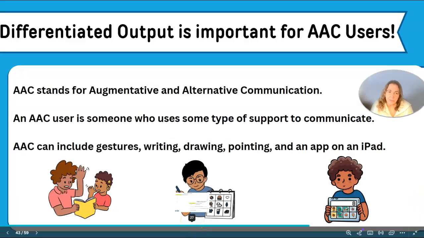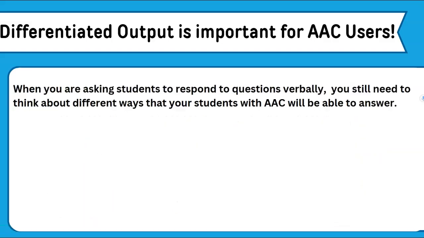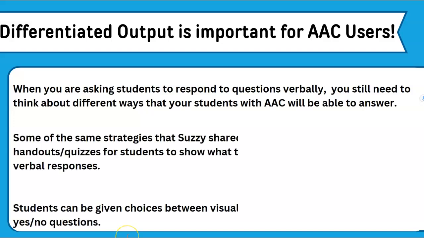So let's talk about differentiated output as it concerns AAC users. As a refresher, AAC stands for Augmentative and Alternative Communication, and an AAC user is someone who uses some type of support to communicate. An AAC can include gestures, writing, drawing, pointing, or an app on an iPad. When you're asking students to respond to questions verbally, you still need to think about different ways that your students with AAC will be able to answer.